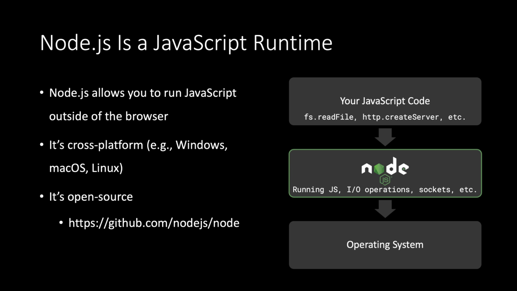Basically, that's what Node.js is. It's a program that runs your JavaScript on top of the underlying operating system. So you no longer need a browser to run JavaScript. Also, Node.js is cross-platform. It works on popular operating systems like Windows, macOS, and Linux, and a number of other operating systems. And it's open source. Its main repository is hosted on GitHub.